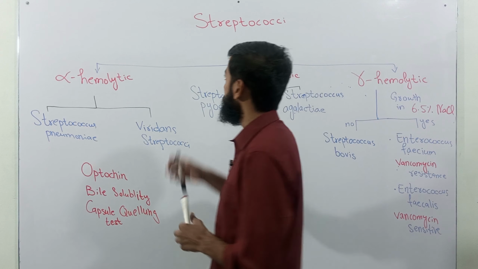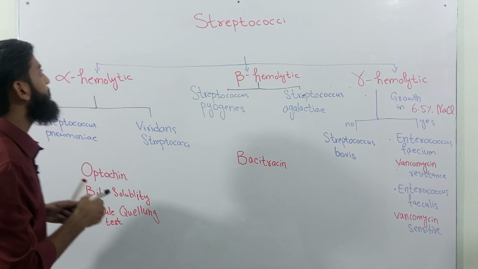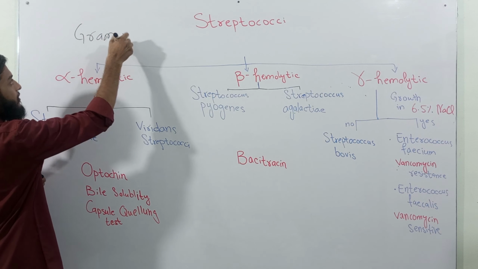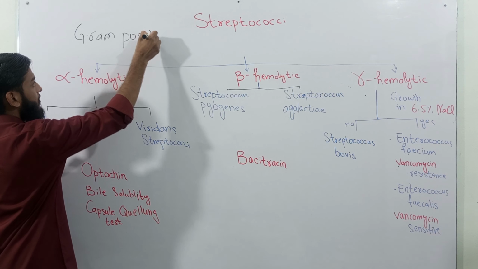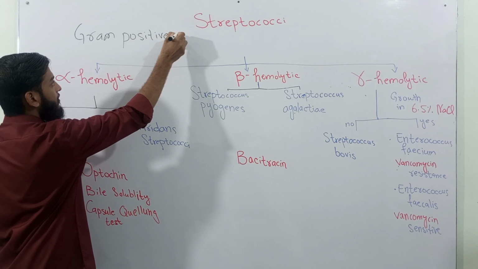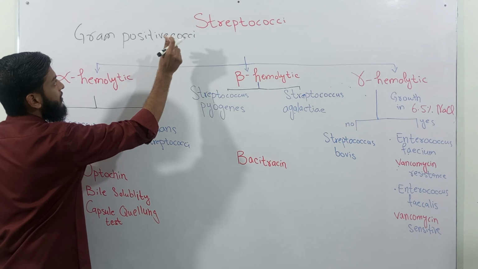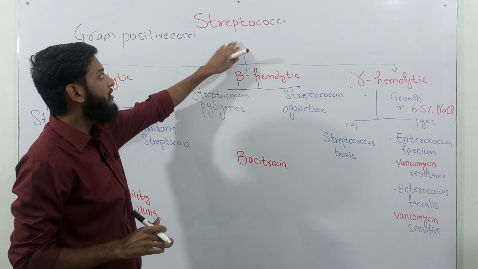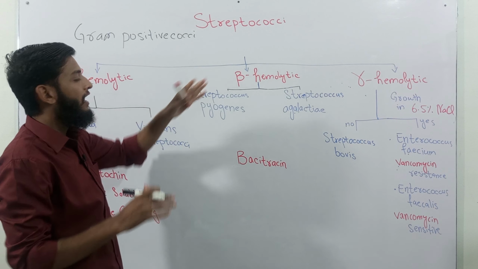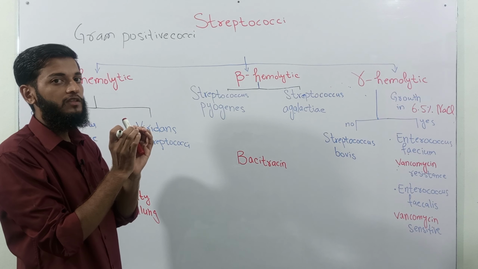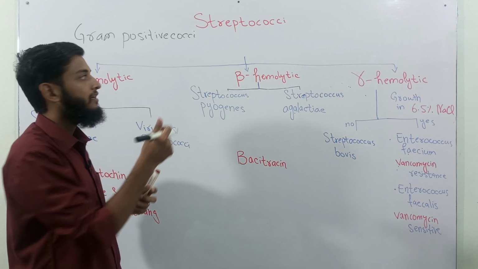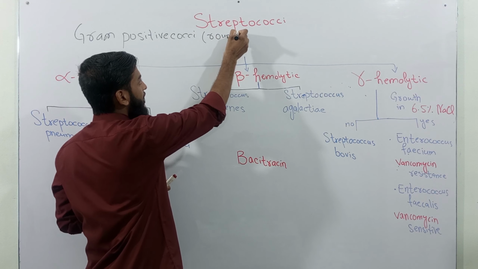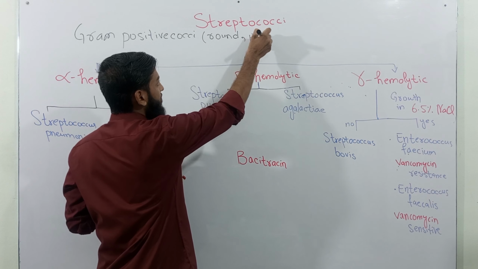So let's start. Streptococci are gram-positive cocci. That means after performing gram staining technique, Streptococci bacteria have round shape symmetry and appear purple in color. So, round shape bacteria having purple color after gram staining.